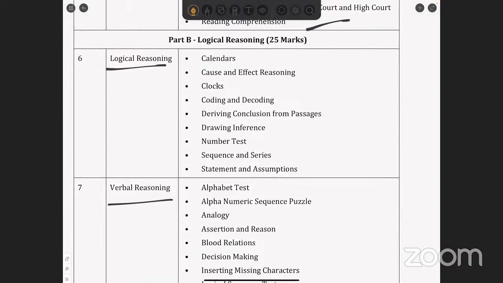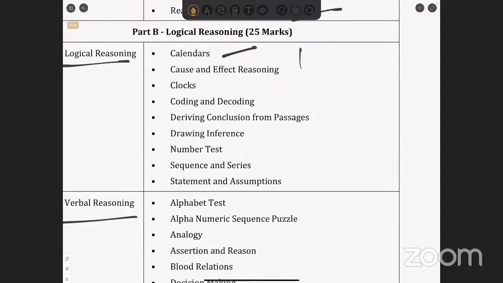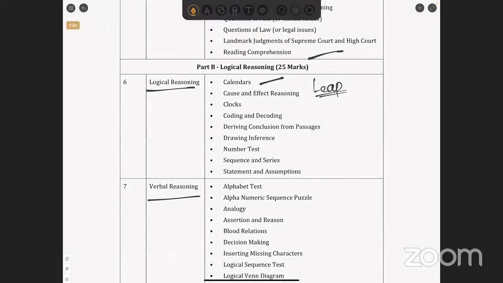as well. Anyway, in case of logical reasoning, we have topics like calendars, wherein we'll be required to find the particular day of the year when they give the number of days of gap, and this is based on the weeks concept. And then we have something known as leap year. There is some theory regarding that in this topic.